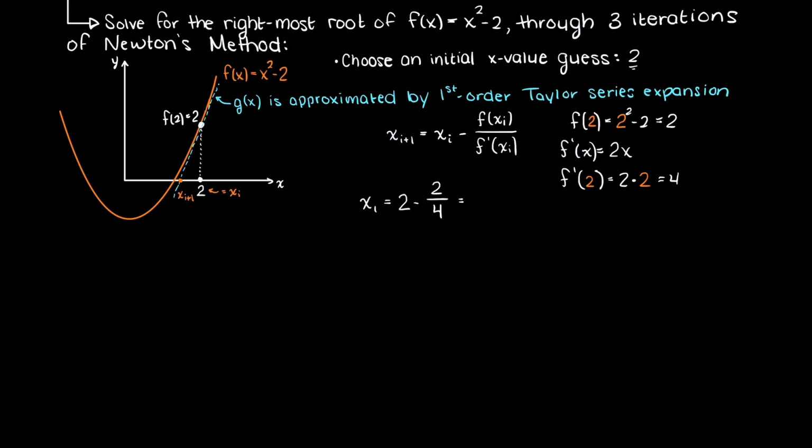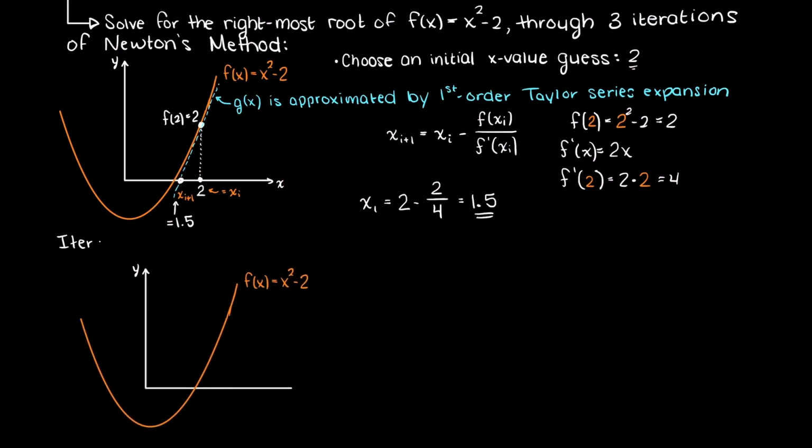All we have to do here is plug in our values, and we receive our next input for x, which is 1.5. So that means following this tangent line here, we cross the x-axis at 1.5. And that is all we need to do for the first iteration. Moving forward, we just need to continue repeating this procedure that we just did.